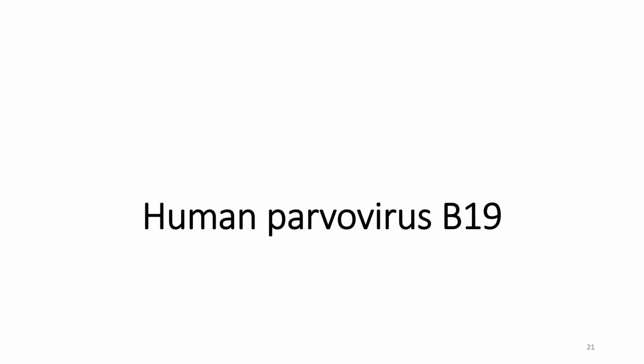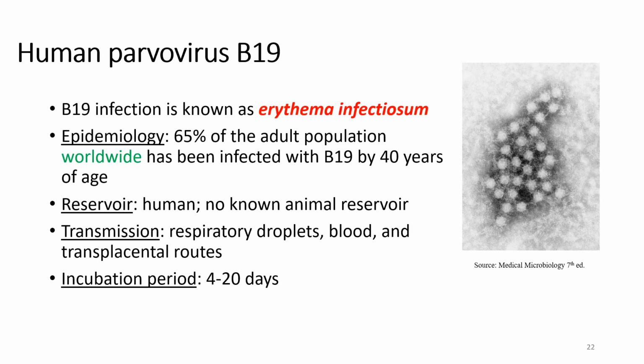So as I promised, we'll talk about the human parvovirus B19. So why was it called B19? The name comes from the isolation history. It was found in the blood of an asymptomatic blood donor that was coded at the time 19. Okay, so this is where the name B19 comes from. The B19 infection is known as erythema infectiosum. Okay, erythema infectiosum. The virus has a wide worldwide distribution.